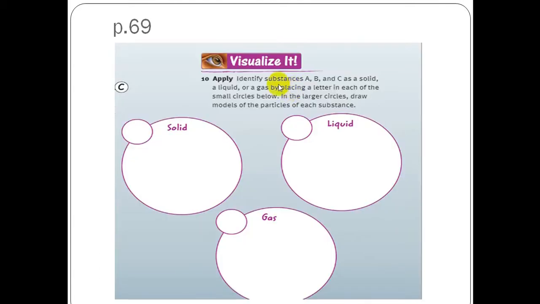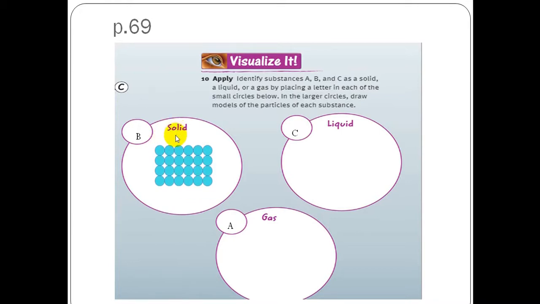Okay, so we need to identify substance A, B, and C as solid, liquid, or gas by placing a letter in each of the small circles below. In the larger circles, draw models of the particles of each substance. So we will write the letter here. So B for solid, as we said, C for liquid, and A for gas. And now we will draw the particles inside.